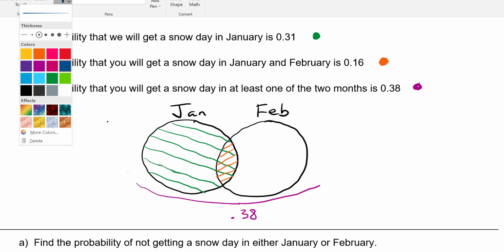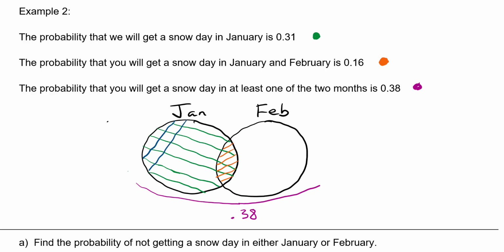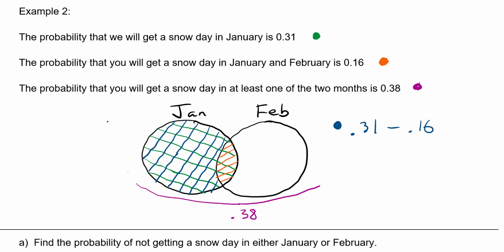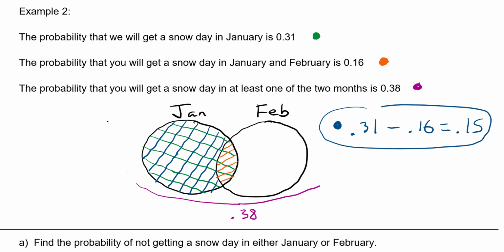Okay, so if I said just January, this is just January. Okay, and just January, which we'll make it a blue dot here. That's going to be the whole circle, which we figured out was 0.31, minus the overlap. So that's going to give us 0.15. Okay, so that is January only.